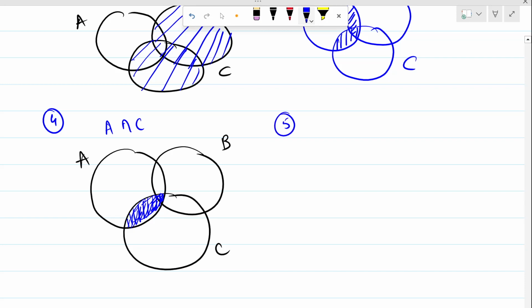Next we have A union B intersection A intersection C. So first we will draw A intersection B and A intersection C, and then we'll take a union of both the sets.